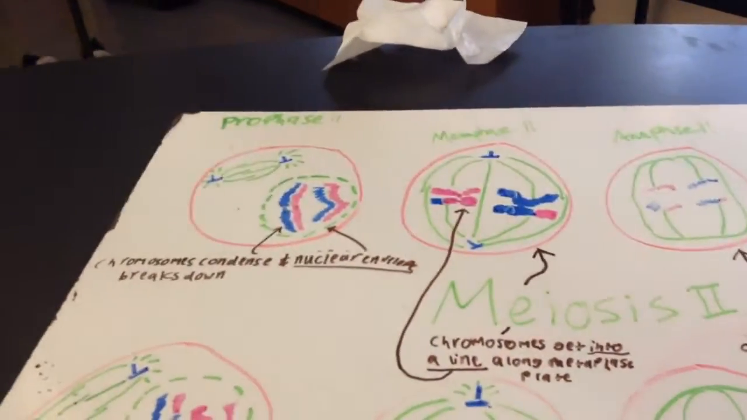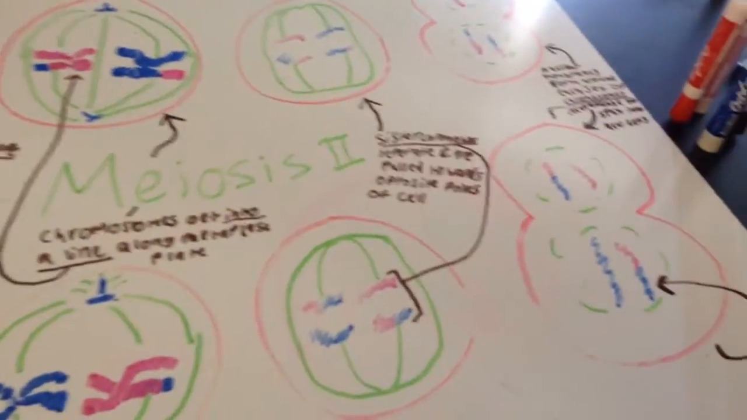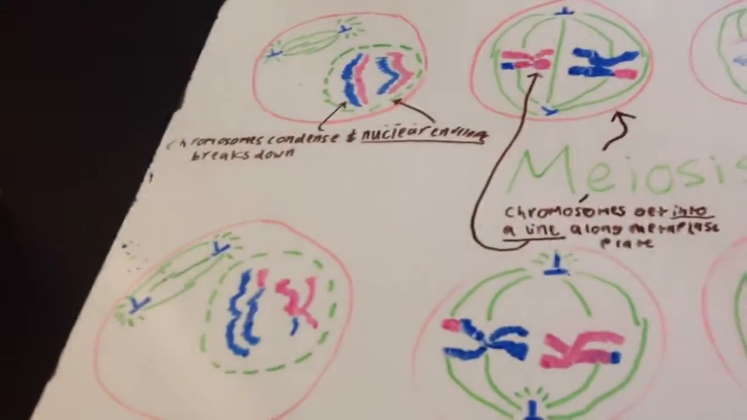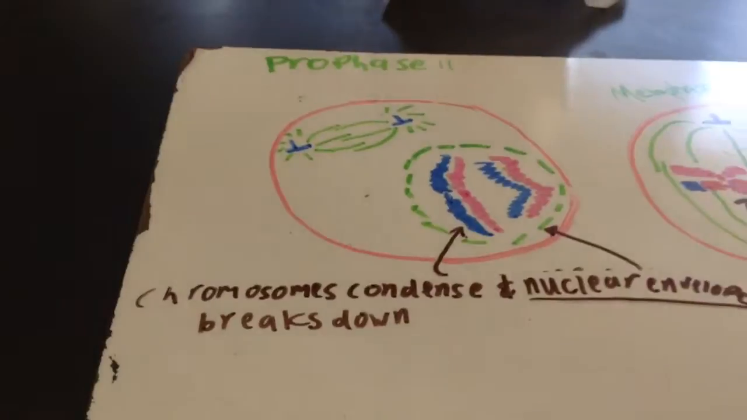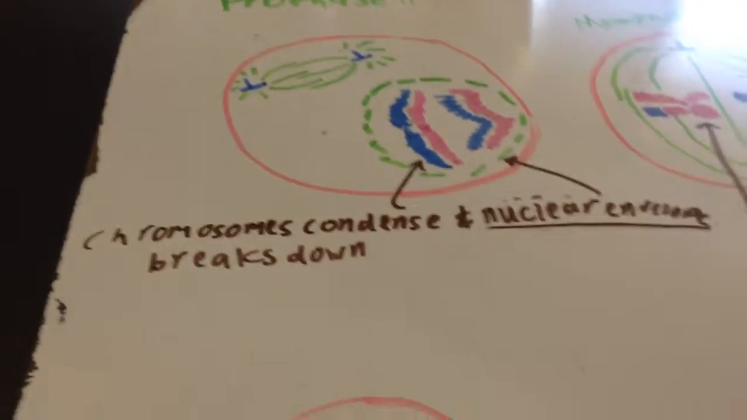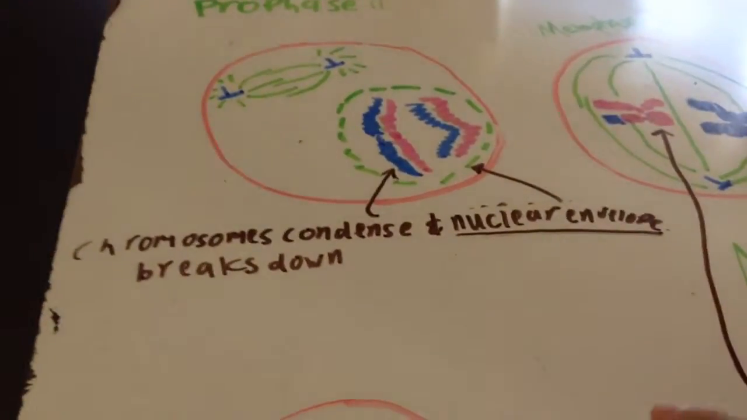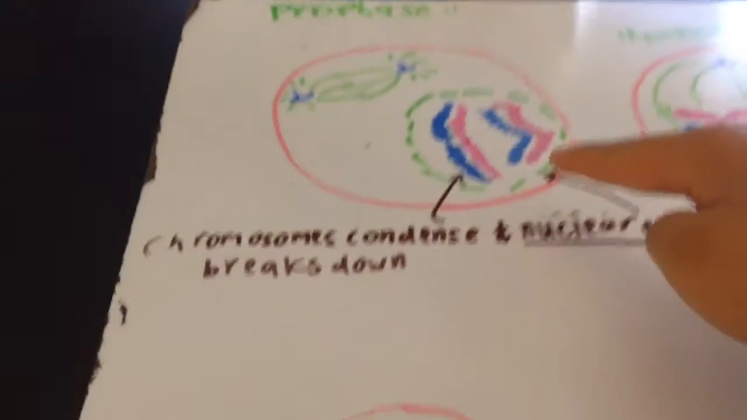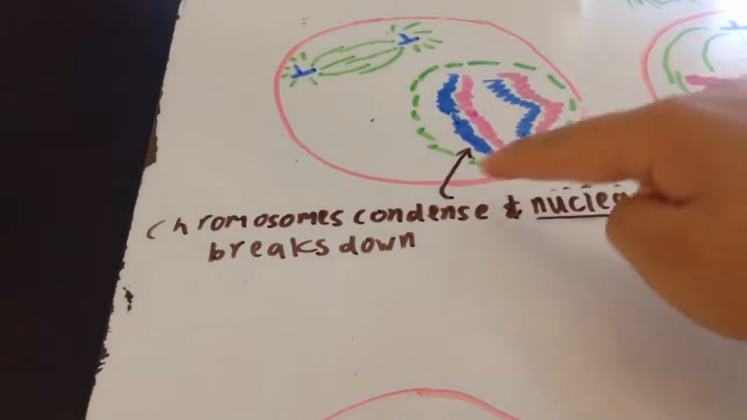Meiosis 2. The cells made in meiosis 2 are the haploid ones that came out of meiosis 1. Meiosis 2 is a much simpler, more straightforward, and shorter process than meiosis 1 is. In prophase 2, from meiosis 2, chromosomes condense and the nuclear envelope breaks down. So this is the nuclear envelope right here that breaks down, and these chromosomes condense right here.